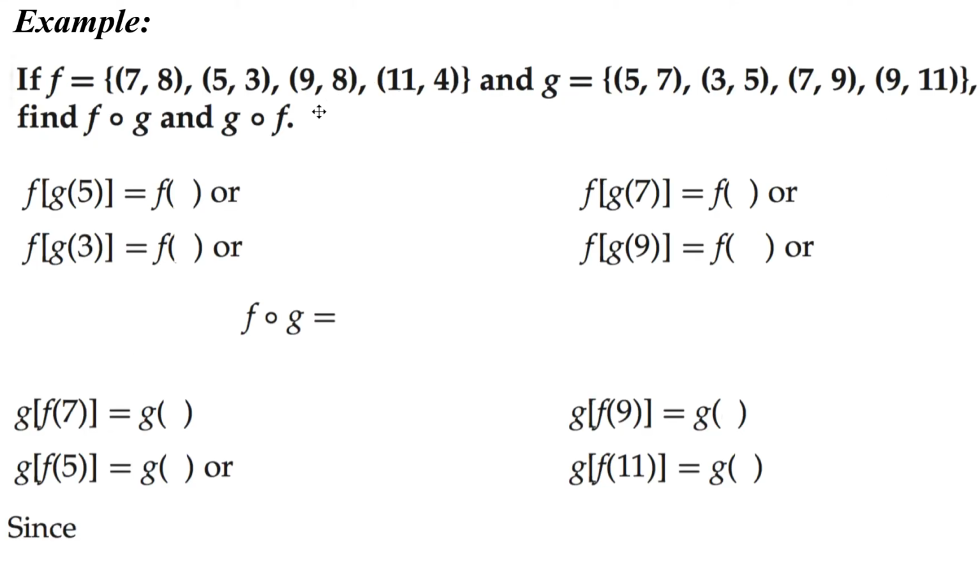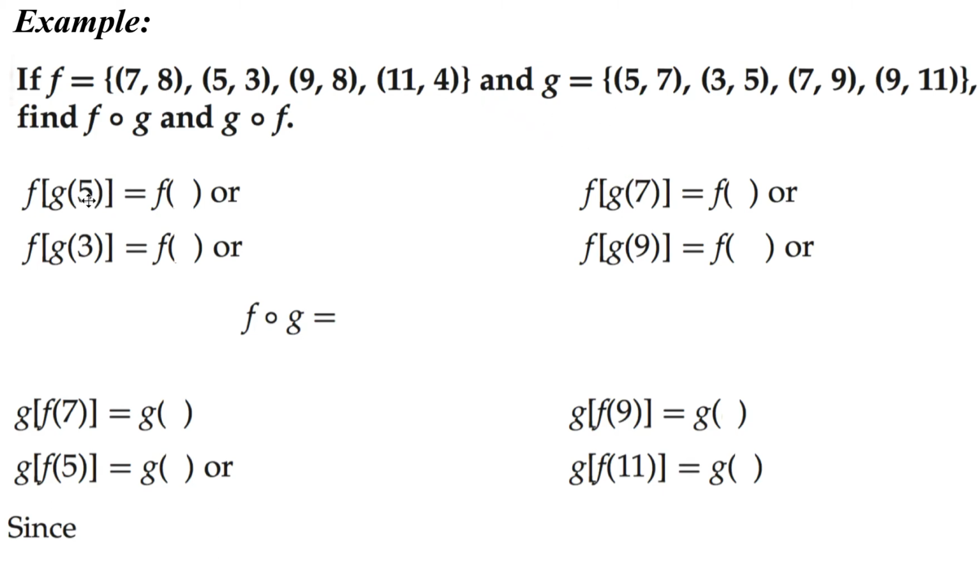So here are some more examples. Here's function f and function g. They want us to see if f composite g and g composite f exist. Well, let's go ahead and start with f composite g. So we're going to start with function g. Function g has inputs of 5, 3, 7, and 9. So I have those right here, 5, 3, 7, and 9. Those are on the inside. We're going to see what that gives us as an output.